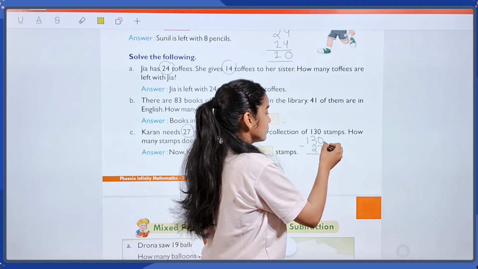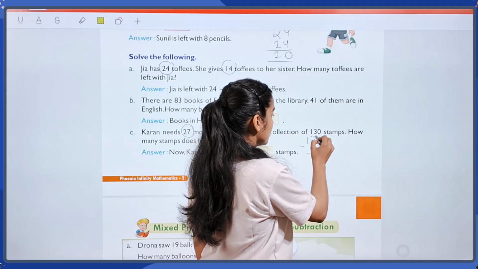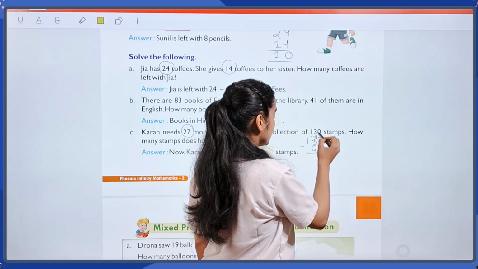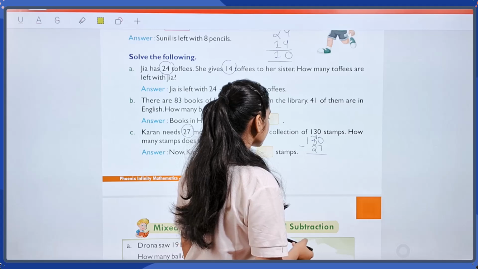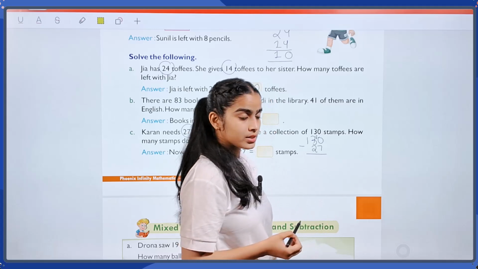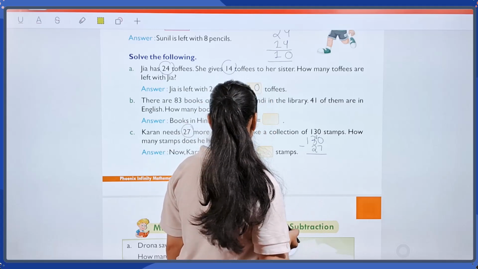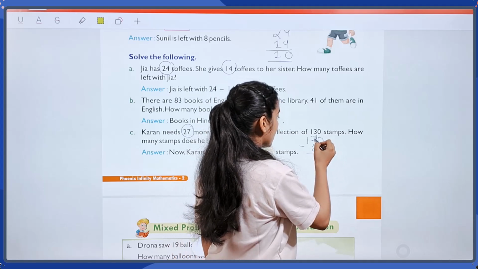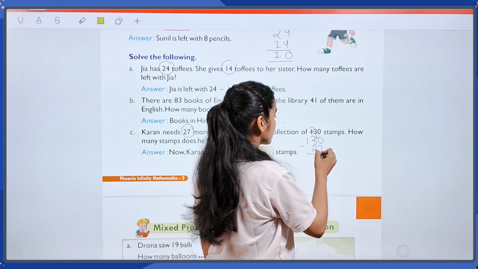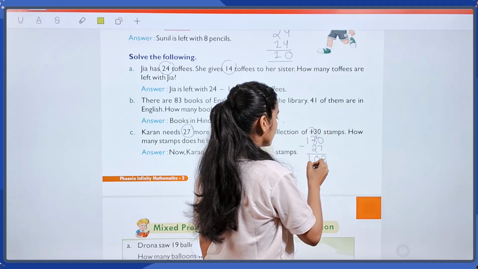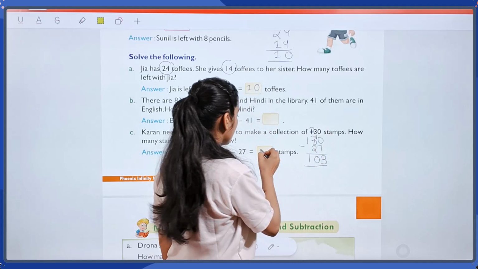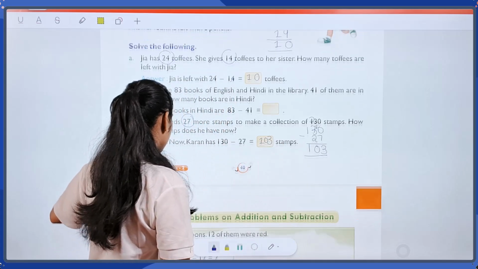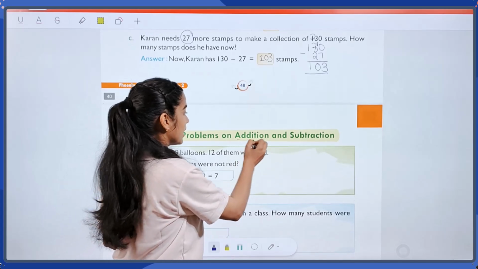So 0 minus 7 is not possible. So you have to take a carry, so it will become 10. Or you can also do this: 12 tens and 10 ones. So 10 ones minus 7 is 3. Now 2 we have, 2 minus 2 is 0, and 1. So 103 stamps Karan has now.